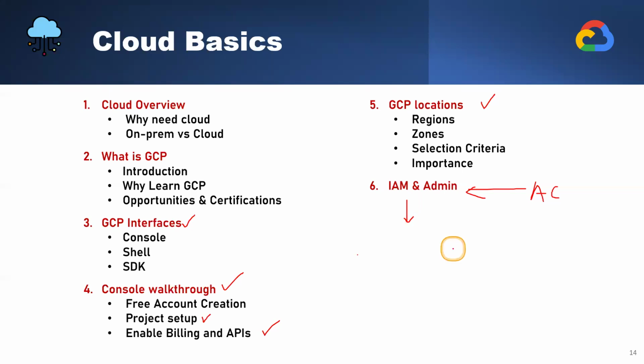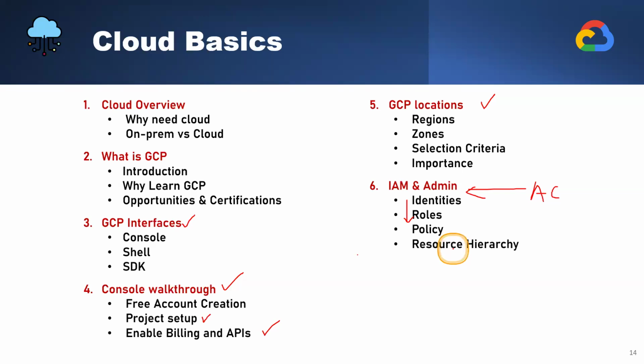IAM, how do you provide the access control in the Google Cloud Platform? You say IAM, we are using the IAM, which is nothing but identity access management, and with the help of that we provide the access to multiple people via roles. So we provide the access to the identities via the roles. So what is a role? What is an identity? What is a policy? What is resource hierarchy? We are going to cover all the things here, guys.